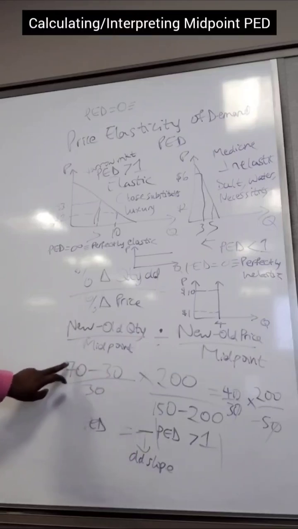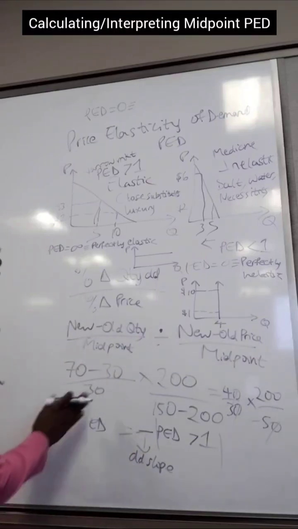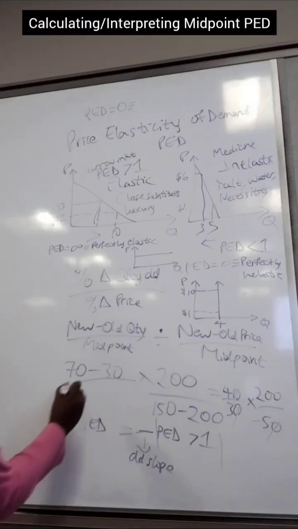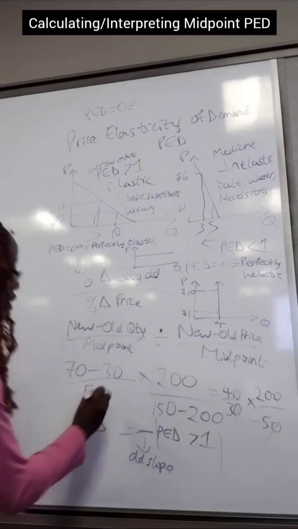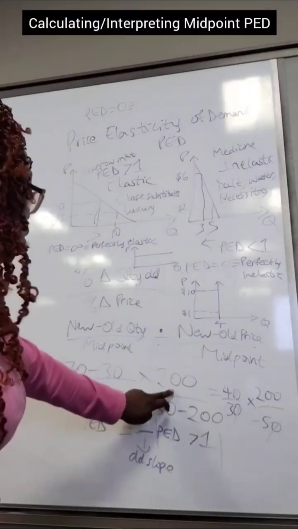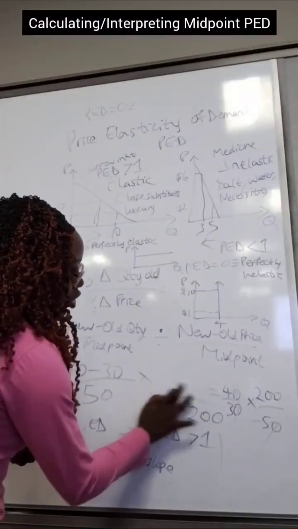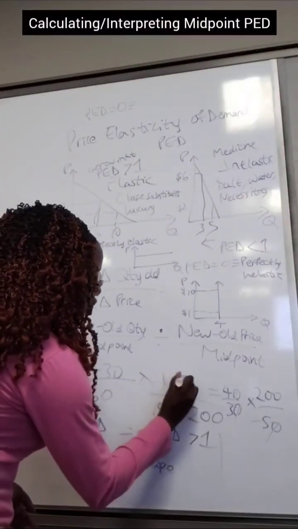So the quantity shifted from 30 to 70, right? So what is the middle ground for 30 and 70? So that would probably be 50, right? So the middle ground between 30 and 70 is 50, so you're going to divide by 50. And then the middle ground for this, instead of dividing by the old, which is 200, what is the middle ground for 150 to 200? That will most likely be 175.